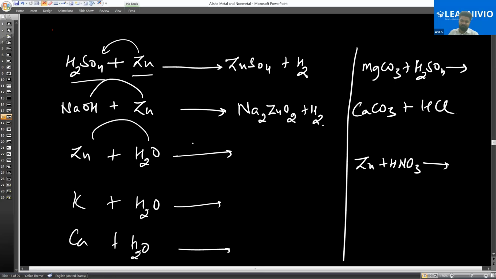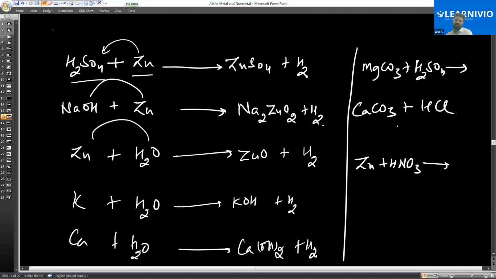Okay, complete this one. That is ZnO plus H2, zinc oxide. Next one is KOH plus H2. Next is calcium hydroxide, Ca(OH)2, plus hydrogen gas. Magnesium carbonate gives MgSO4 plus CO2 plus water.